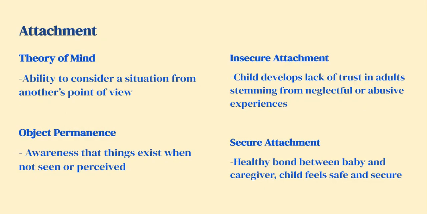And then insecure attachment is when a child develops a lack of trust in adults stemming from neglectful or abusive experiences growing up. And secure attachment is the opposite. It's when there's a healthy bond between the baby and the caregiver and the child feels safe and secure.